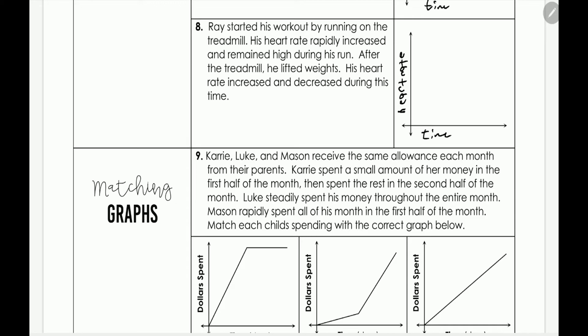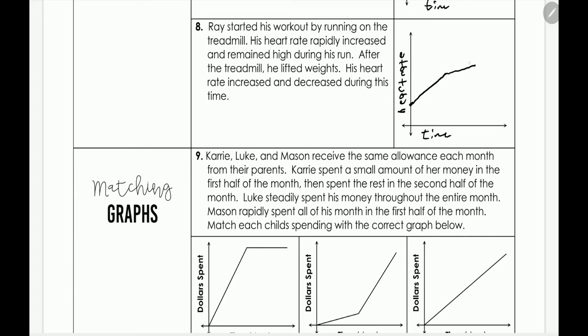Okay. Whenever he started his workout, he was running on a treadmill, and his heart rate rapidly increased. So our heart rate doesn't really start at 0. We usually have a resting heart rate of like 80. So we can say that started here. He started running on the treadmill, and it remained high on his run. So basically, the more time that you exercise, the higher your heart rate will go.